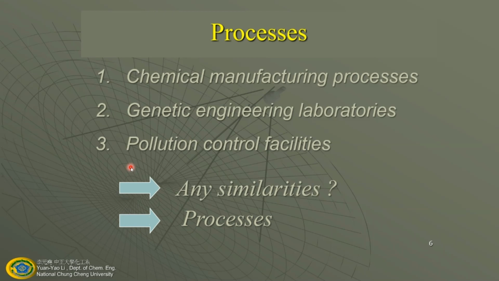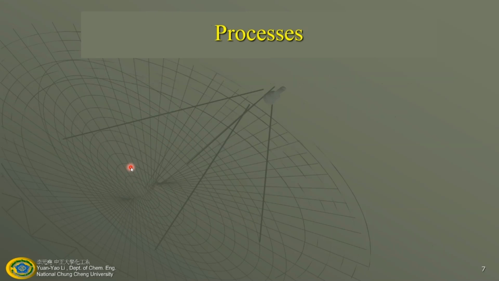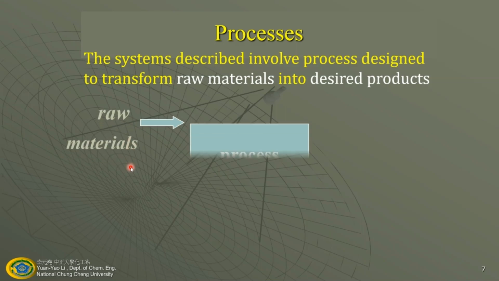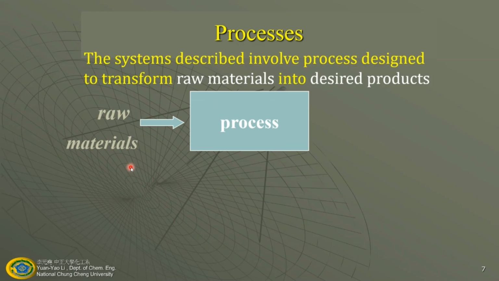So as a chemical engineer, you need to learn processes, and you put the processes together. The definition of processes is that the system described involves processes designed to transform raw material into desired products. So raw material goes to one process or two processes, three processes, whatever. And in the end, you get the desired products. Okay?